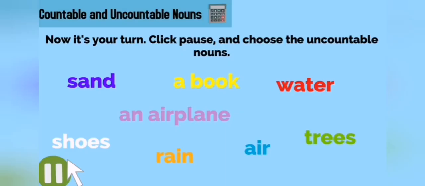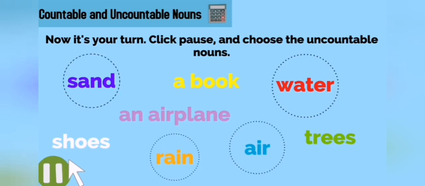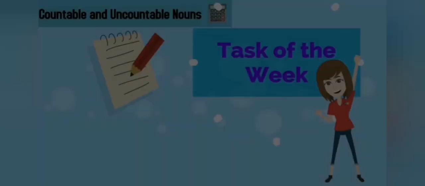It's your turn. Click pause and choose the uncountable nouns, and let me know which one is uncountable. Come on. As you have learned, yes, correct. Sand, rain, air, water. They are actually uncountable.